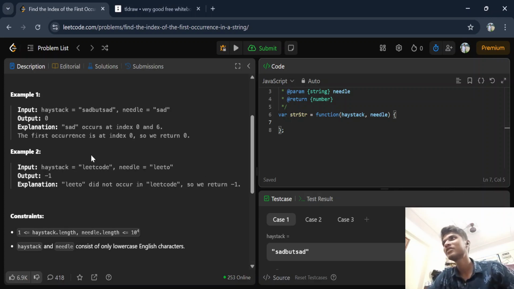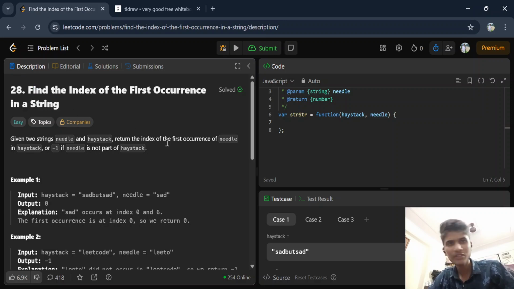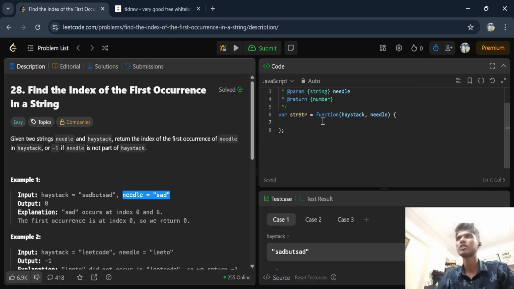So in this video, I'll do this question: find the index of first occurrence in a string. This is a very famous question of LeetCode, and I did this question in my last video, but this time I will tell you what the KMP algorithm is by this question. This question is a very good example of using the KMP algorithm, which we use for searching in a string.